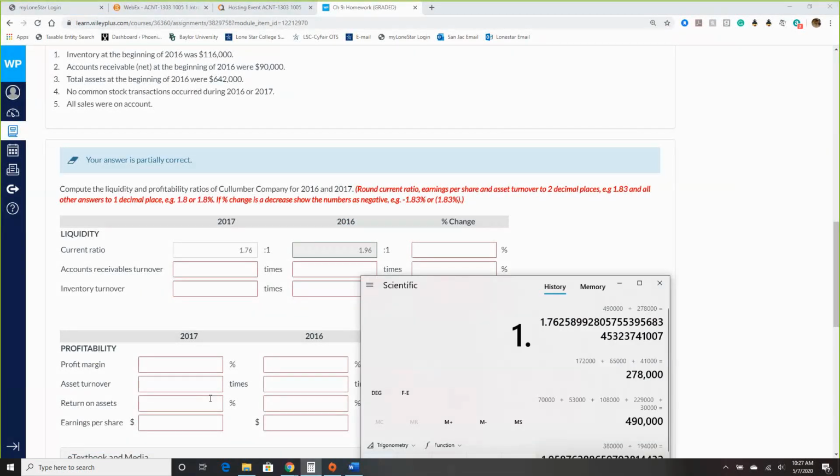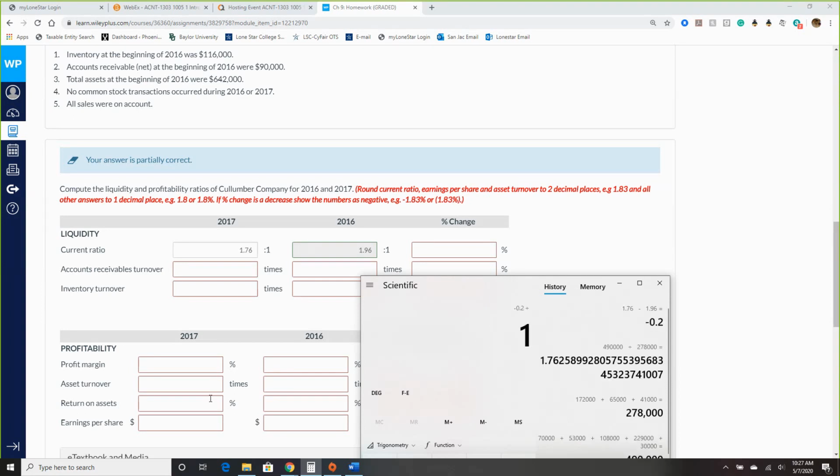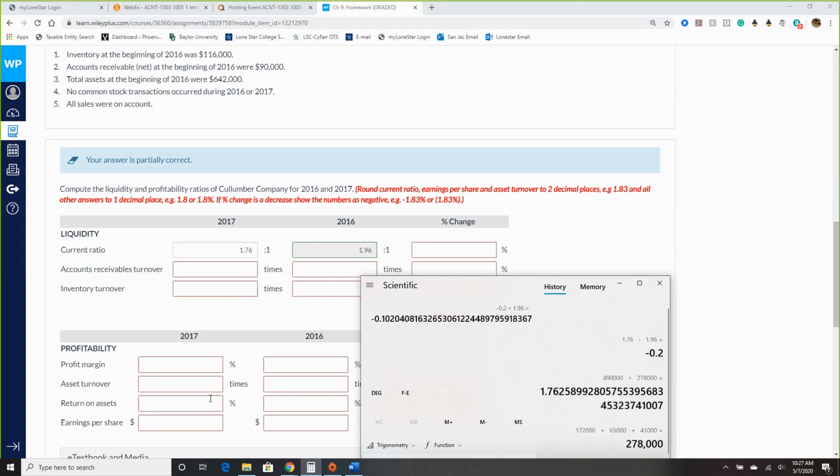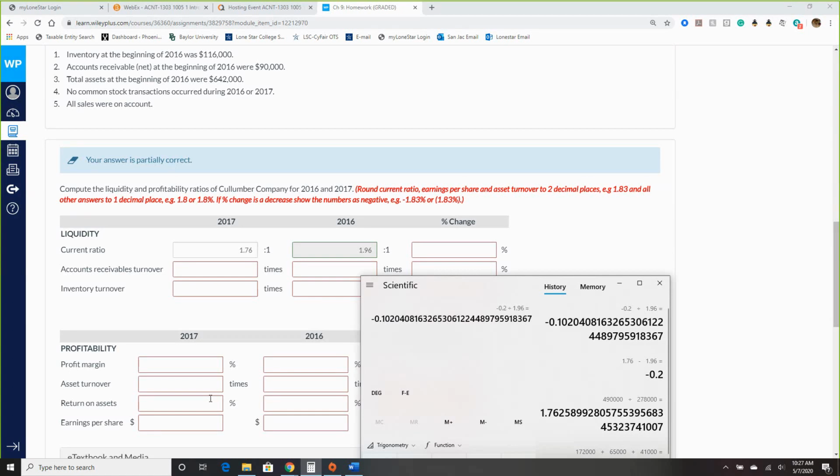So 1.76 minus 1.96. Again, I'm thinking it's more like that, divided by 1.96. We're looking at probably a negative, almost, looks like, again, one decimal place. So 10.2%.